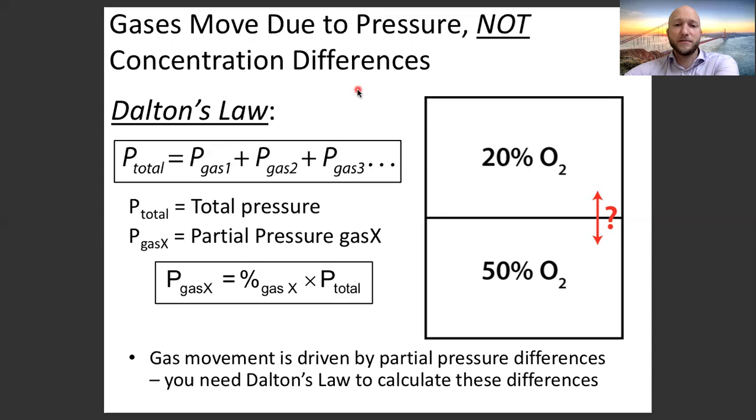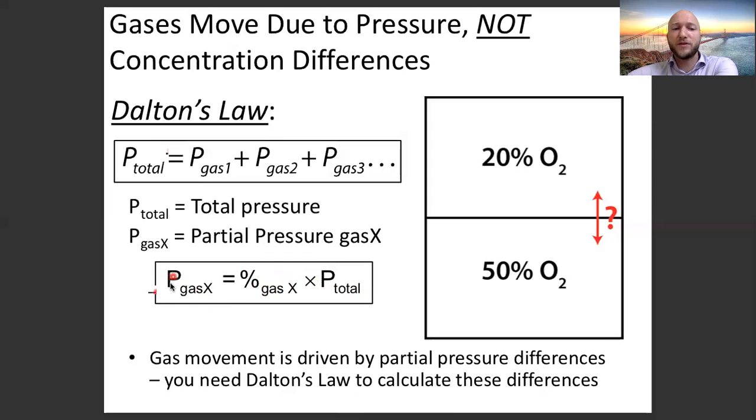So Dalton's law. You've got to understand Dalton's law to understand how this happens. Dalton's law says that total pressure is equal to the pressure of gas 1 plus the pressure of gas 2 plus the pressure of gas 3, and so on. It could also be written as the partial pressure of gas X is equal to the percent of the whole of gas X times the total pressure.